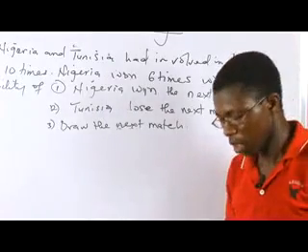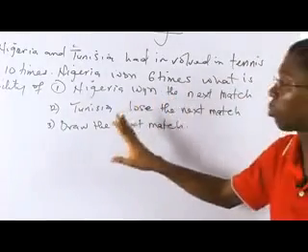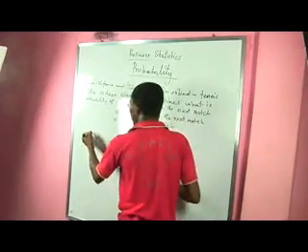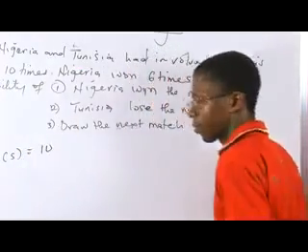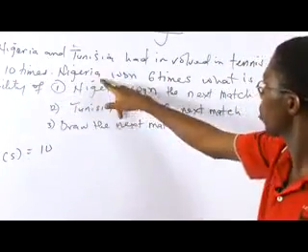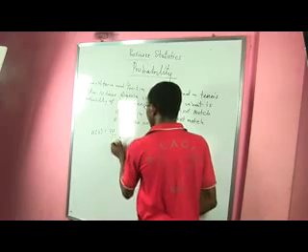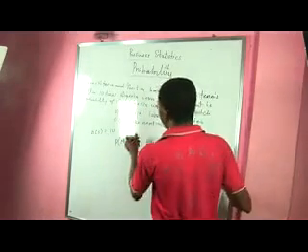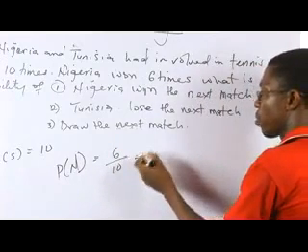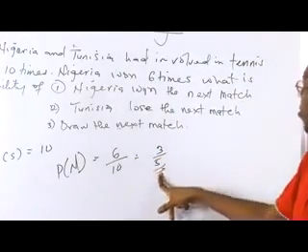Now, the essence of probability is to be conversant with your environment. You have to be very familiar with every event in order to predict the possible outcome of that particular event. Now, to solve this, the total outcome is 10 because they played 10 times. The total possible outcome for Nigeria is 6 times, which means for Tunisia it is 4 times. The probability that Nigeria will win the next match is 6 out of 10. You can simplify this by dividing by 2 and by 2, so we have 3 over 5. That is the probability that Nigeria will win the next match.